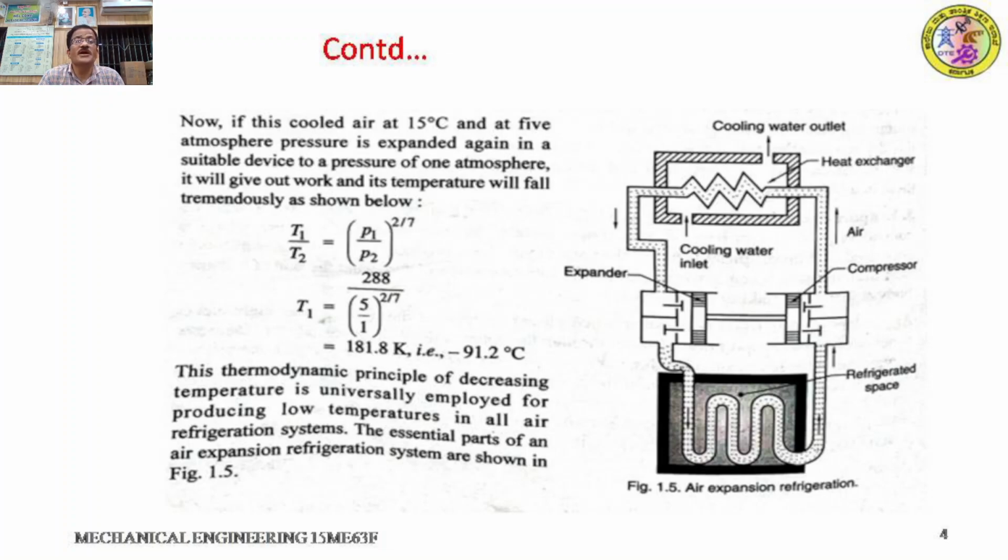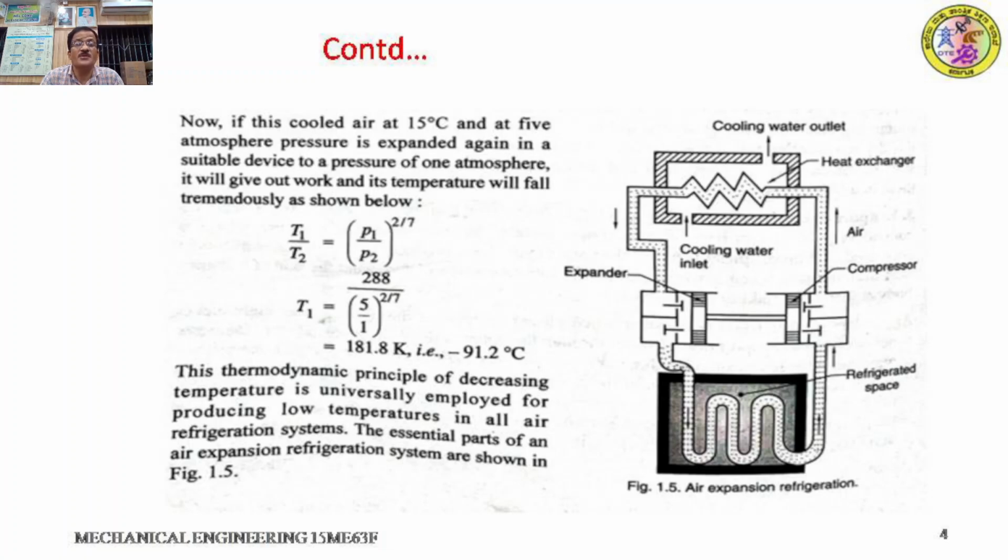Now if this cooled air at 15 degrees centigrade and 5 atmospheres pressure is expanded again in a suitable device to a pressure of 1 atmosphere, it will give out work and its temperature will fall tremendously. This can be written as T1 by T2 is equal to P1 by P2 whole raised to 2 by 7. Therefore T1 is equal to 288 divided by (5 by 1) whole raised to 2 by 7. That comes to around 181.8 Kelvin, or in degrees centigrade, minus 91.2 degrees centigrade.